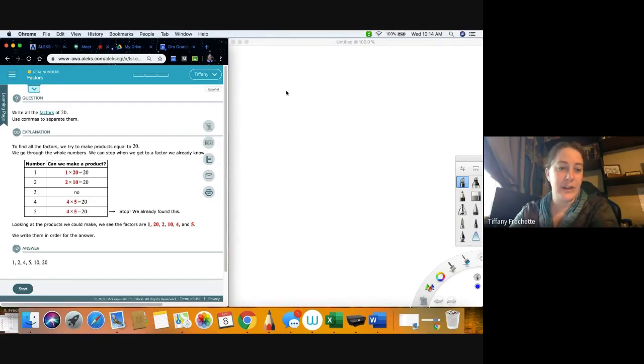So this one's called factors. It says write all the factors of 20, use commas to separate them. So factors, whenever we hear the word factor, it means break it down. What numbers can multiply to get this number?